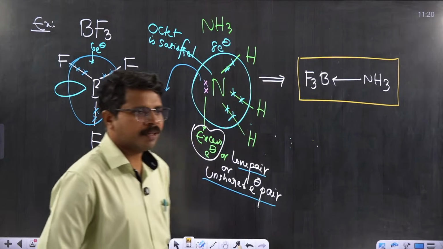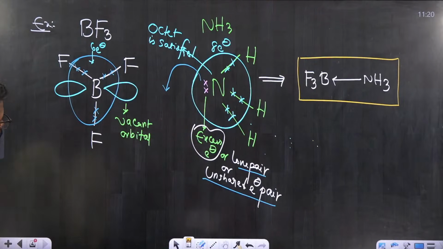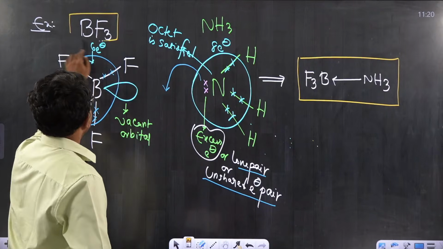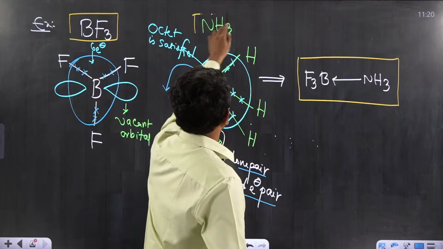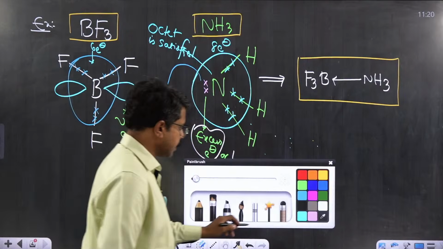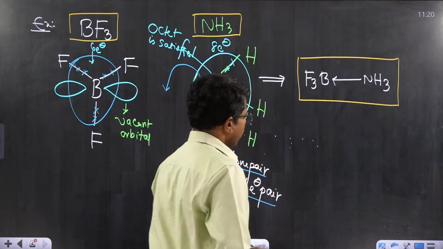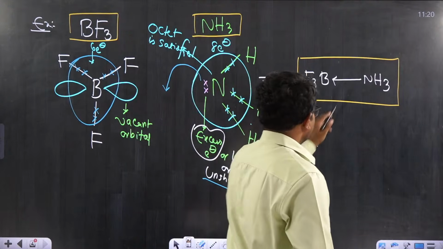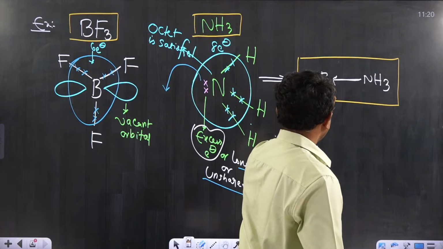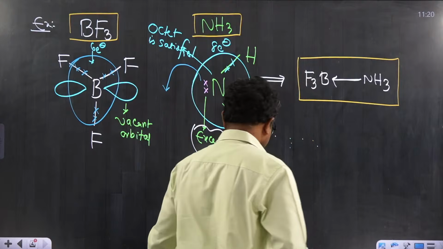Clear? Okay. Shall we discuss a few more examples? Here the bond between boron of BF3 and nitrogen of ammonia is a dative bond. A dative bond can be represented with this arrow mark. The arrow is pointed towards the boron.